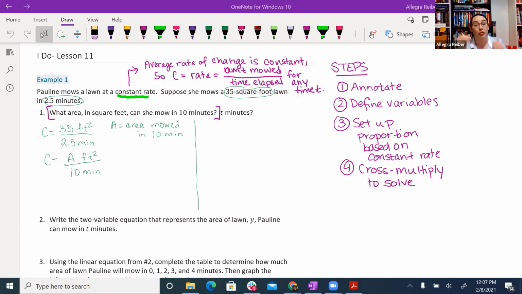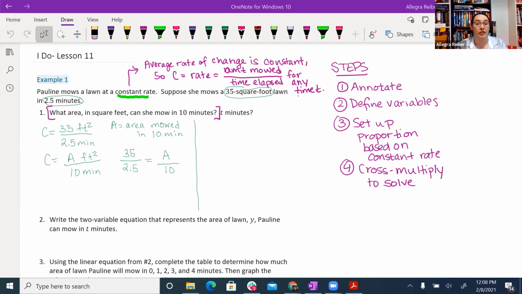Now, because both of these ratios or proportions or rates should be the same value of C, I will set them equal to each other. That is step 3, setting up the proportion. So I will take my 35 divided by 2 5/10 and set it equal to my A that I don't know divided by 10.